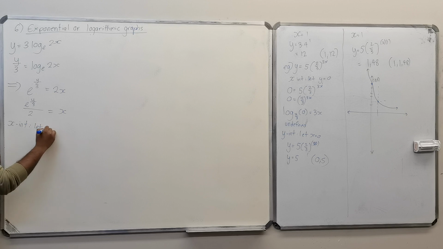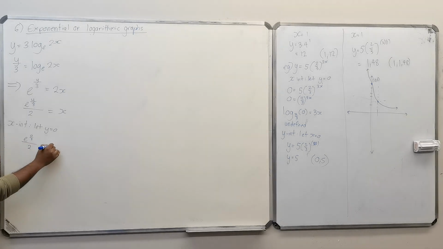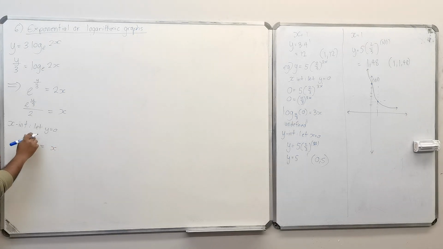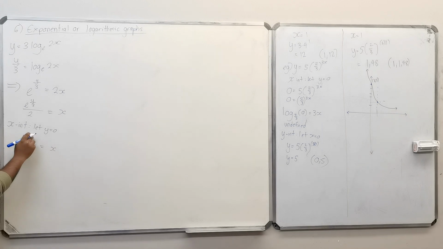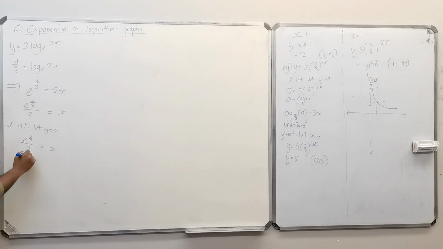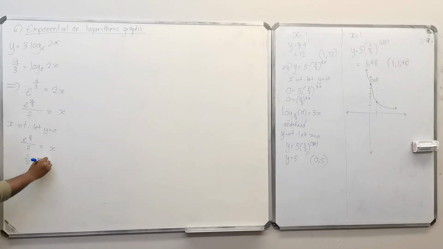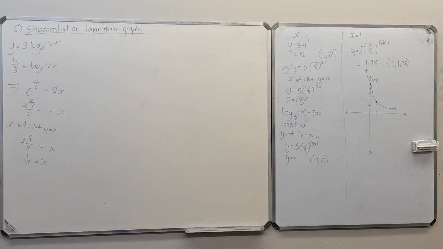let y equal to 0. So this will be e to the power 0 over 3, all over 2, is equal to the value of x. That will be 1 over 2, which is a half. So should I do this example? It's the same thing. I think you should.